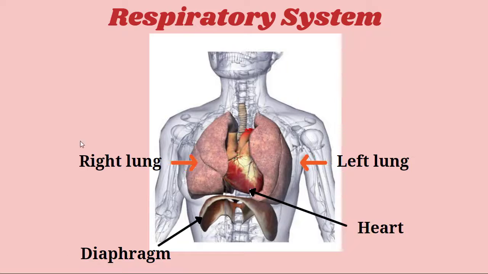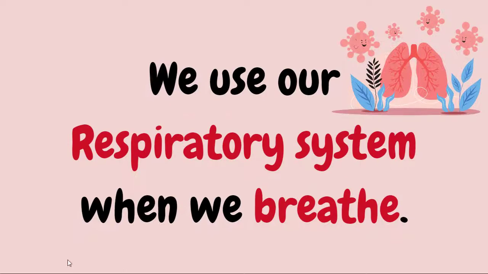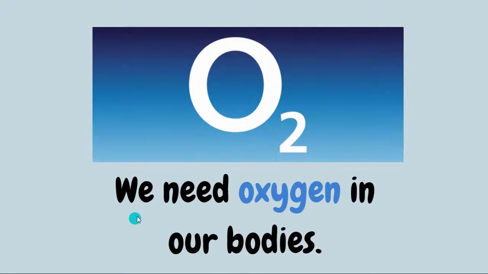So now, this is our respiratory system. As I said before, we have two lungs, right lung and left lung. We have a heart. Our heart is between the two lungs and the diaphragm is a muscle under the lungs. We use our respiratory system when we breathe. We need oxygen in our bodies, and the symbol of oxygen is O2.